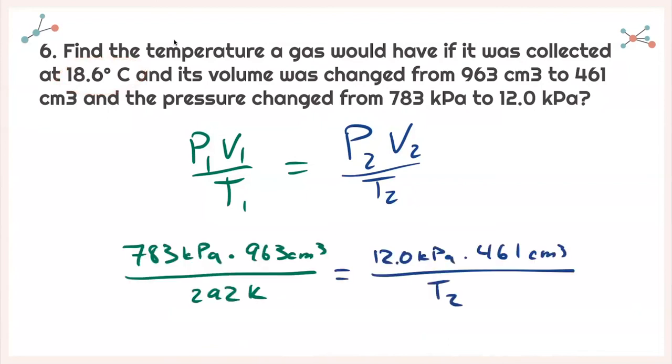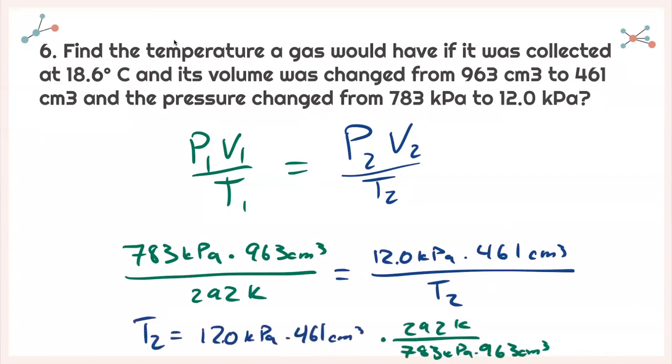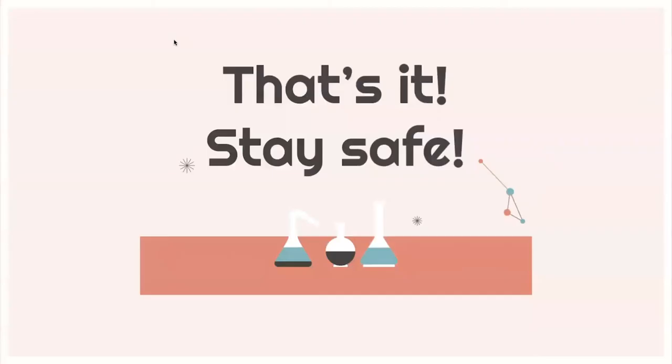Plugging all of that in, I see that I need to solve for T2. Isolating T2 and plugging all of that into my calculator, I get a final temperature of 2.14 Kelvin.